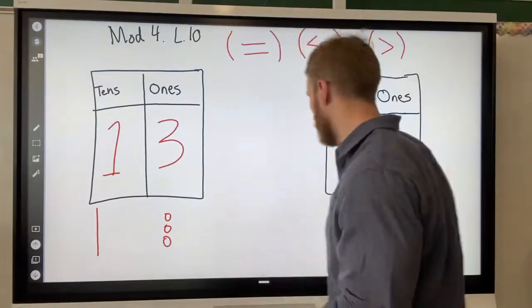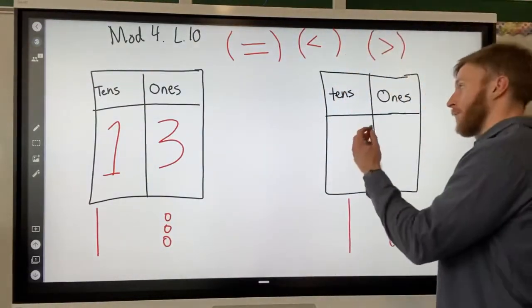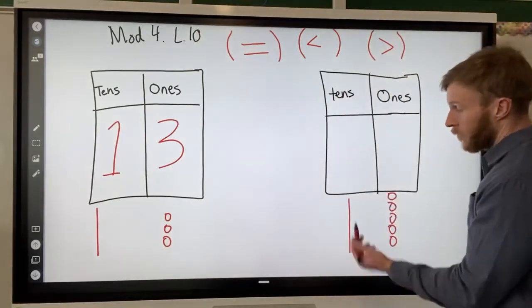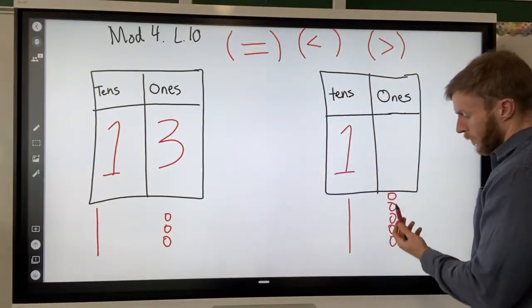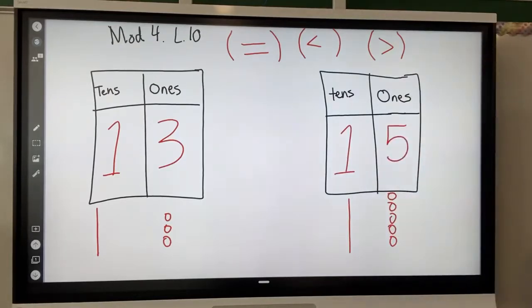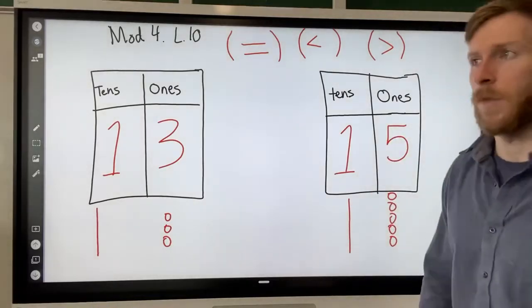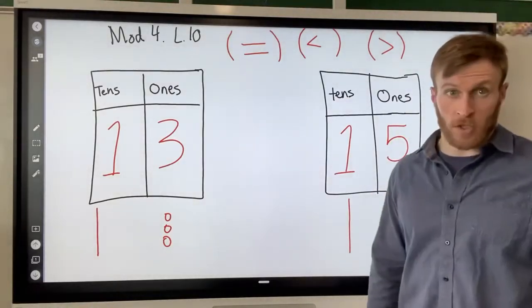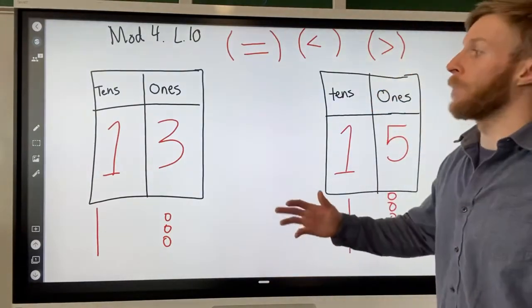13, my lucky number. I swear, I didn't even make this problem up. They just gave me my lucky number. Now let's look at the 10s over here. We also have 1. Then we have 1, 2, 3, 4, 5. All right, so there we have 13, we have 15. Now let's figure out which one's bigger. I think most of you guys know which one's bigger right away, but let's look at the tens place.